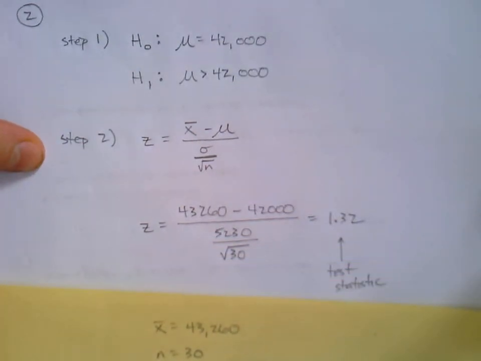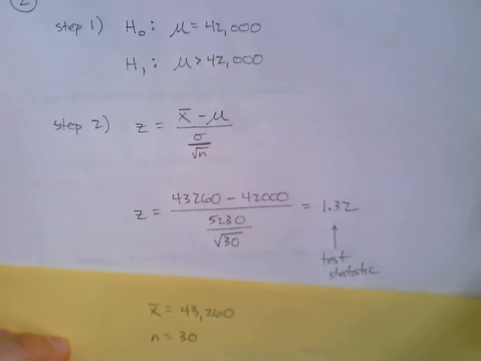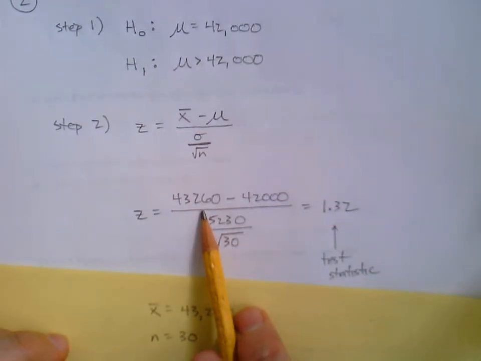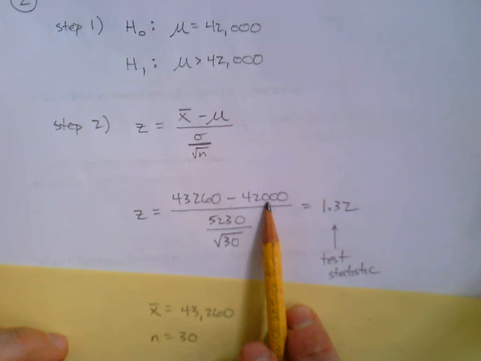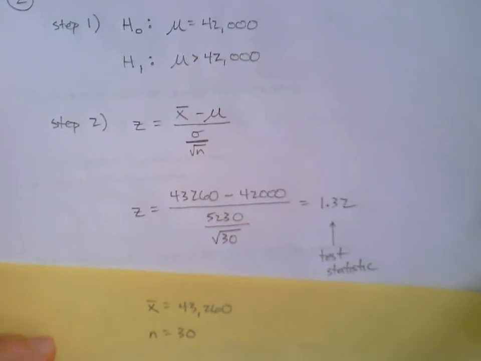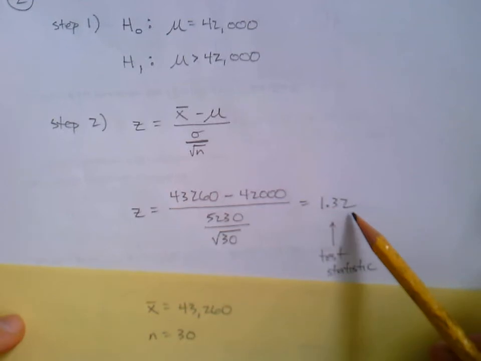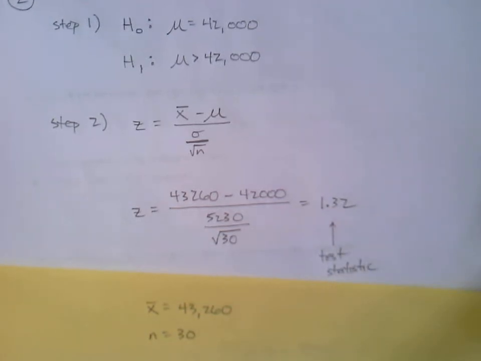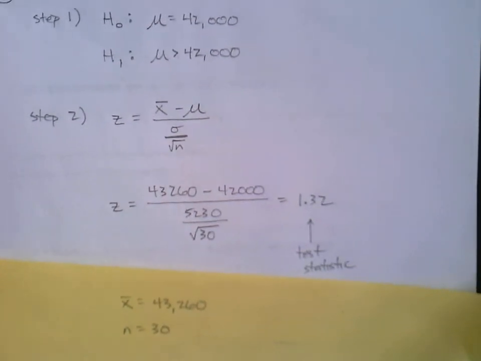And this will finish step 2. So we've got our x bar, the sample average, minus the assumed average for the population, over the population standard deviation divided by the square root of the sample size. And I went ahead and rounded that to 2 decimal places because that's what we usually do with the z-score. And that's what we're now going to call our test statistic. All right, that's step 2.